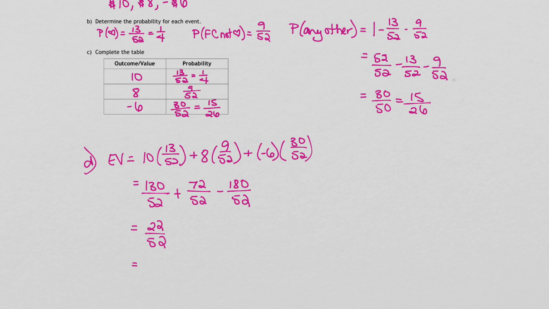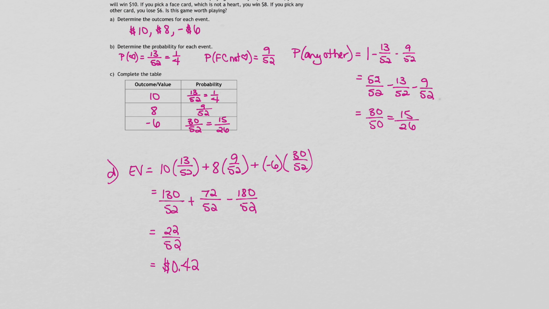We don't want to leave that as a fraction because we're talking about money, so we want to put that in decimal form, and it ends up being 42 cents. So the expected value here by playing this game is 42 cents. Now again, that's not saying that if you play this game, you will gain 42 cents. By no means. Not if you just play it once. If you play it many times, then the average that you could expect may be 42 cents.